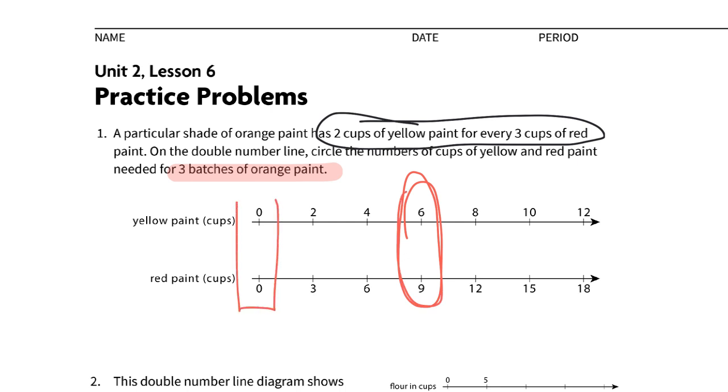Interestingly enough, this means if you have 0 batches, you're making 0 batches, 1 batch, 2 batches, 3 batches, that means this must be 0 batches, because in order to make 0 batches of paint, you need no yellow and you need no red. So that makes sense. That's actually kind of cool.